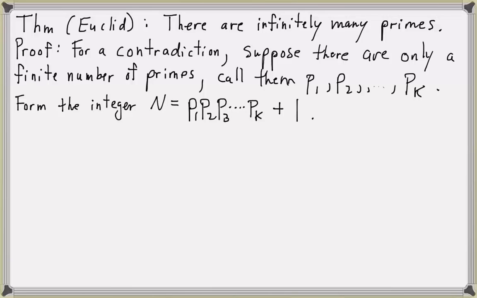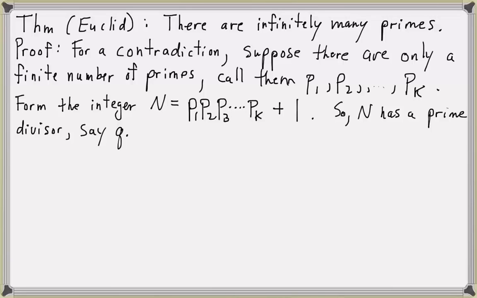Well, since N is an integer greater than 1, we know that N has a prime divisor. I'm going to call that Q. And we're going to show that Q can't be equal to any one of the P1 through PK, and therefore there must be an infinite number of primes, because this is one more that wasn't in the list that we claimed included all prime numbers.